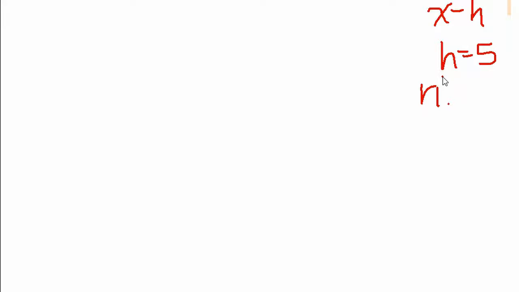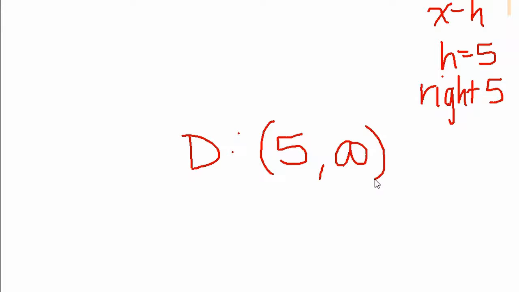So go ahead and try this one. Hit pause. When you're ready, hit play. All right, so to check our answers, this time that x minus h form matches. So that means my h is 5. And so it went right 5. Since it went right 5, my domain is now positive 5 to infinity. Notice I'm still not including that endpoint because that's my vertical asymptote. I can't actually reach it.